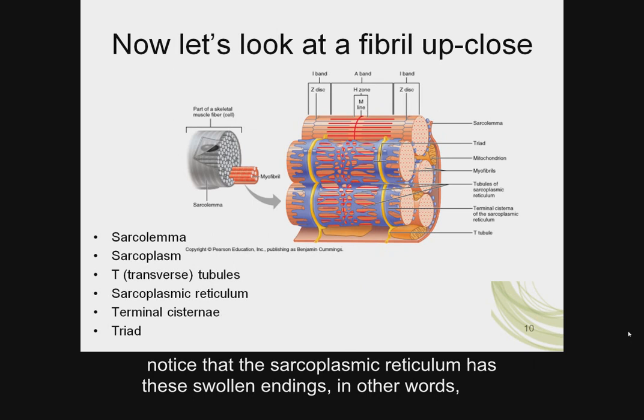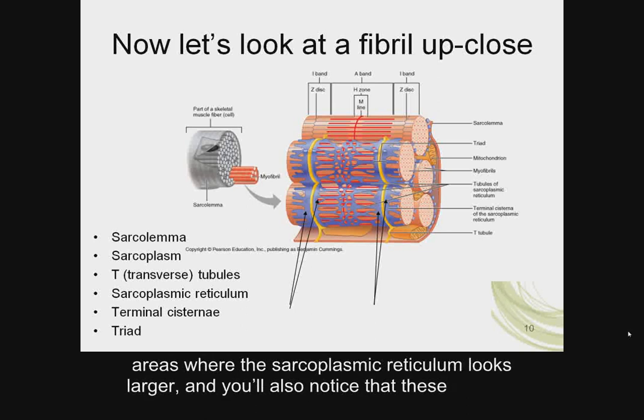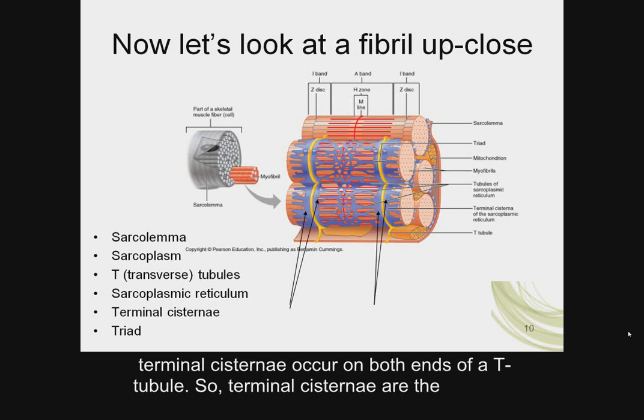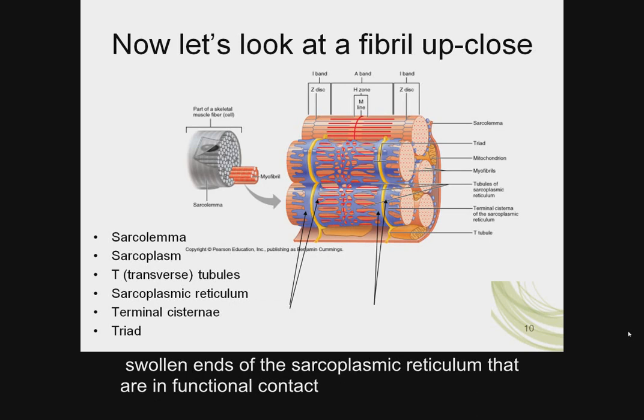Next, I want you to notice that the sarcoplasmic reticulum has these swollen endings. In other words, areas where the sarcoplasmic reticulum looks larger. And you'll also notice that these terminal cisternae occur on both ends of a T-tubule. So terminal cisternae are the swollen ends of the sarcoplasmic reticulum that are in functional contact with a T-tubule.